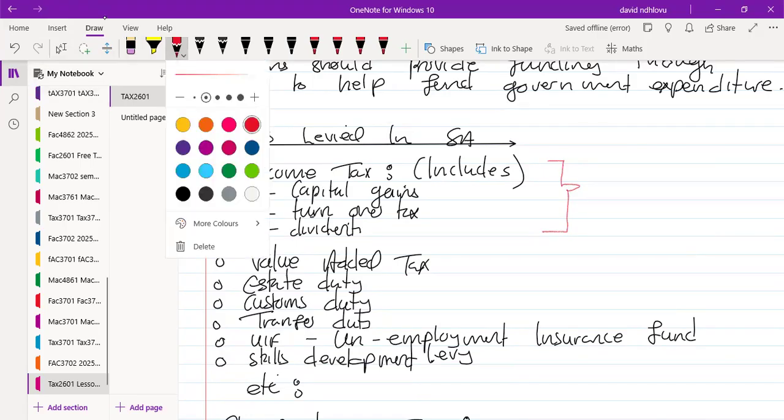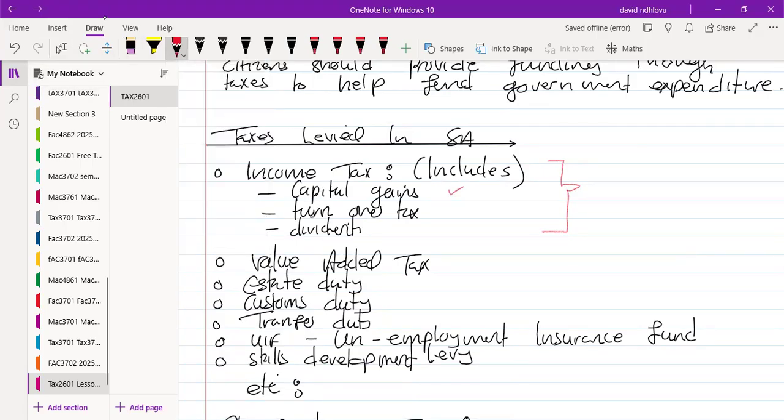So you must know that when you talk about income tax, you include capital gains, you include turnover tax, you include dividend tax. Of course, that question will be multiple choice, so they will add something else. They will add value-added tax. They will add maybe customs duty. So this one, if you get it right now, you'll probably get a couple of marks in your assignments. There will definitely be questions around that. So just make sure of that.